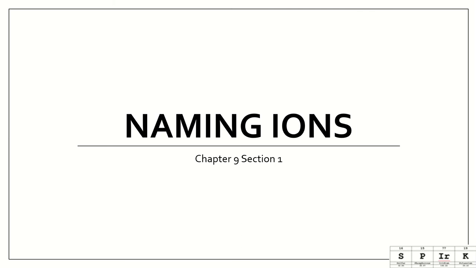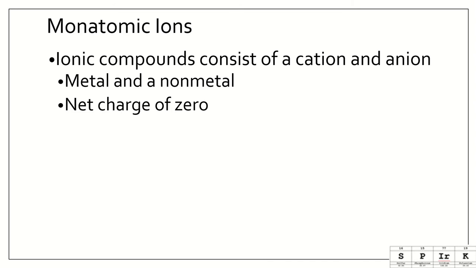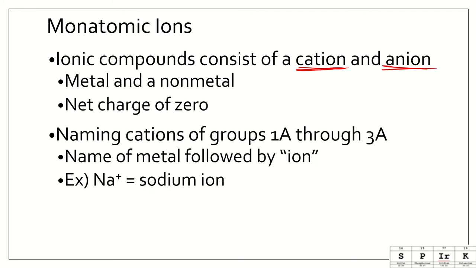Now this is going to be a bit of a review because we've already talked about ions and such, but what a great way to start the second semester. Alright, so monatomic ions, we already know that ionic compounds consist of a cation and an anion, or at least we should. Please do not forget that. So that's a metal and a nonmetal. And overall, when they balance out, they have a net charge of 0.